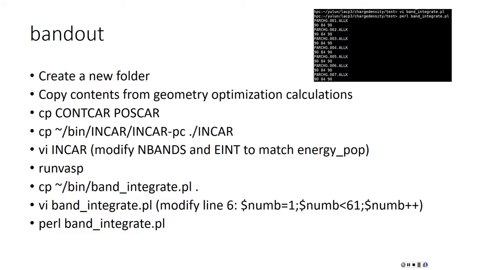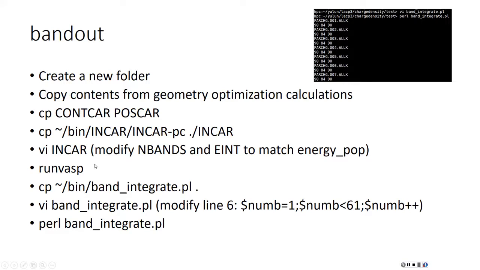Here is the procedure to get the bandout file. We create a new folder, and then copy everything from geometry optimization into this new folder. Then we copy CONTCAR to POSCAR, and we also need an additional INCAR. In this INCAR file, we need to modify two things. The first one is the number of bands. The next thing is the energy interval, so we need to make sure it matches the energy pub file. Then we can just run VASP.